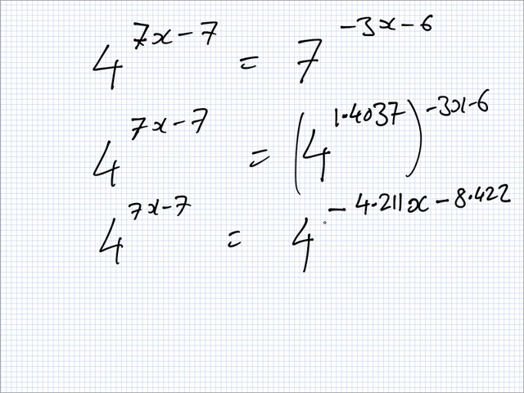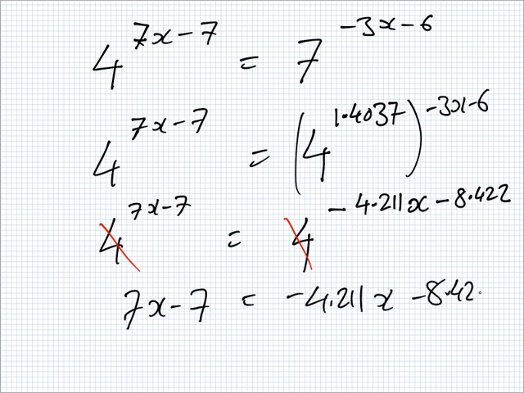And then what would you do next? 7x minus 7 is equal to, okay, so these are gone. 7x minus 7 equals minus 4.211x minus 8.422. So 7, 8, 9, 10, 11. 11.211x equals minus 1.422.